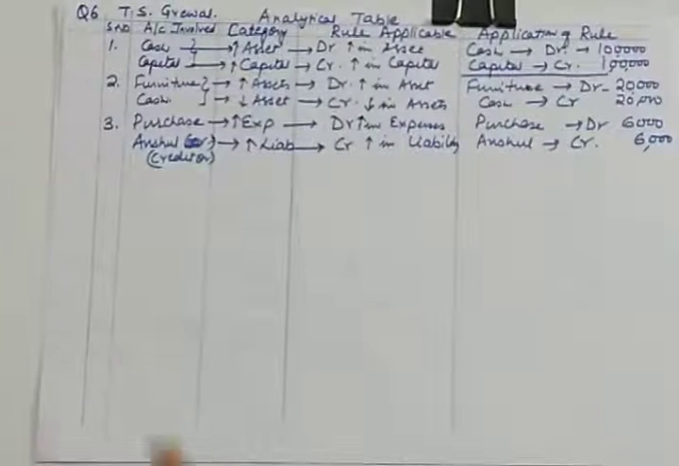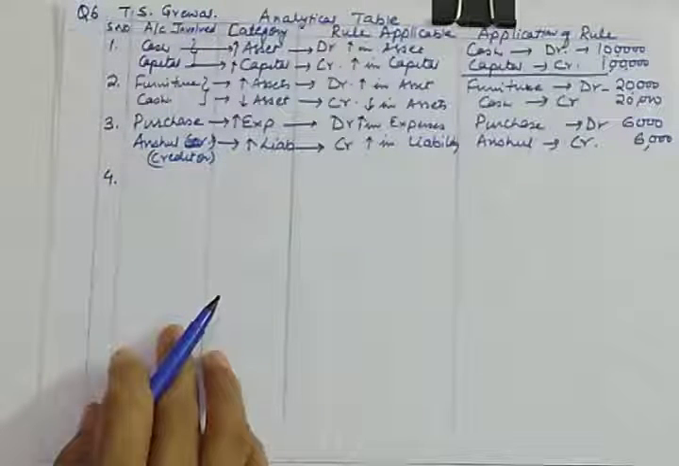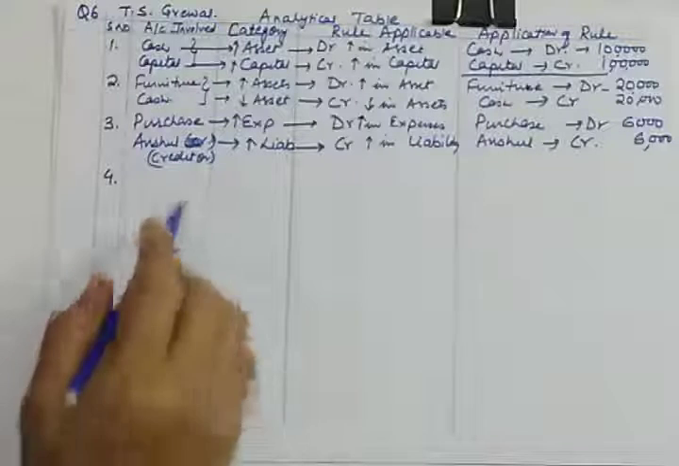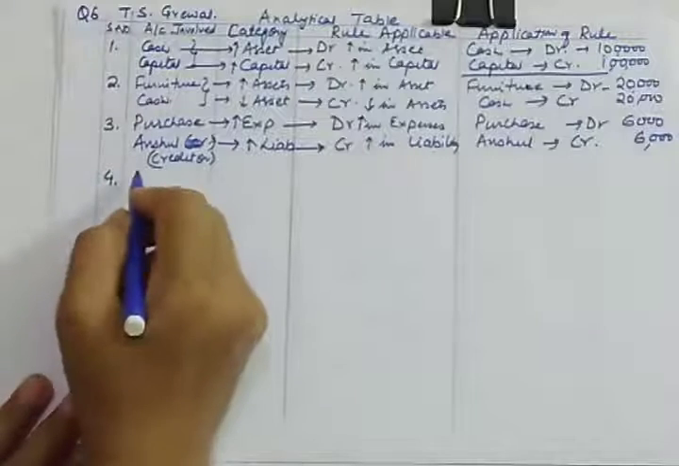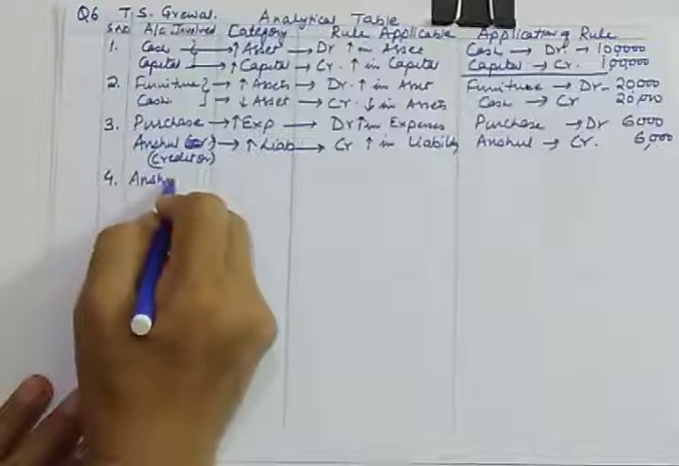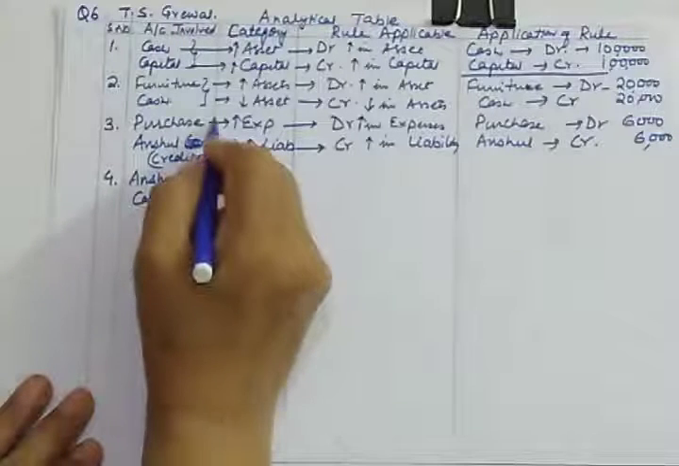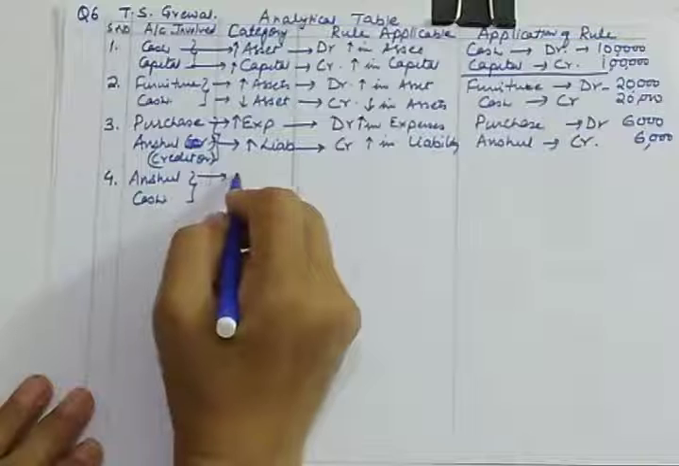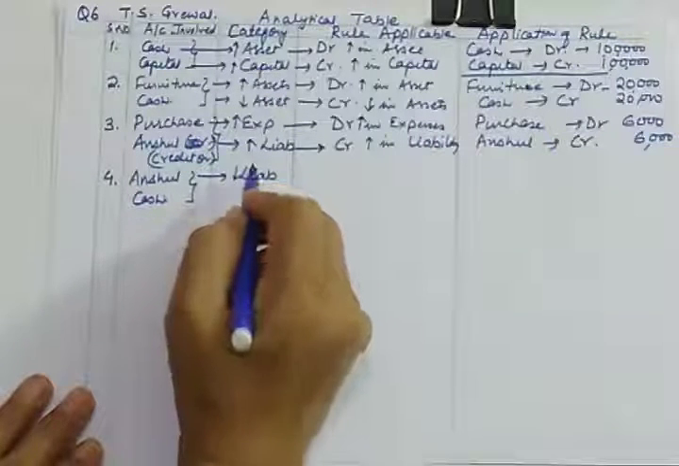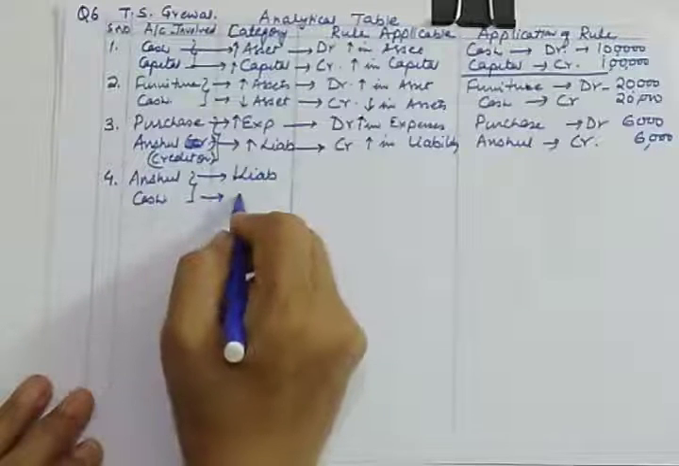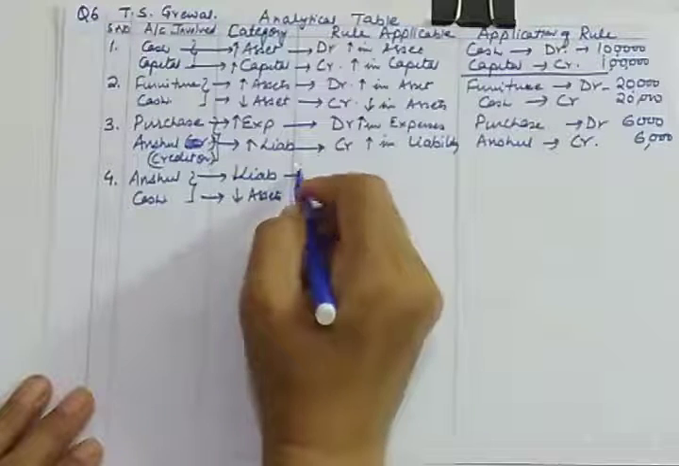So now let us move to the next one. Fourth transaction is related to paid to his creditor. We are making payment to creditor. So when you make payment to creditor, first of all Anshul, your creditor, and cash. So these are the two accounts involved. Category of Anshul is liability, and here there is a decrease in liability. And category of cash is asset, decrease in asset.